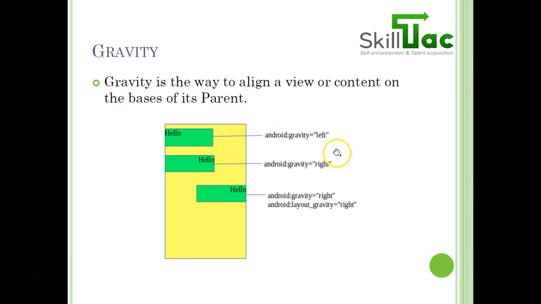So just to sum up, we need to define gravity in order to align the view on the basis of its parent view. By default the view is aligned at the top left, and we can align the content inside the view by using gravity property, and we can align the view itself by using layout underscore gravity property. So let's take an example. Let's go to Android Studio and let's see this in live mode, how it actually happens.